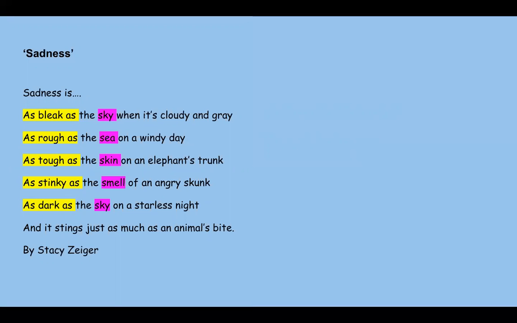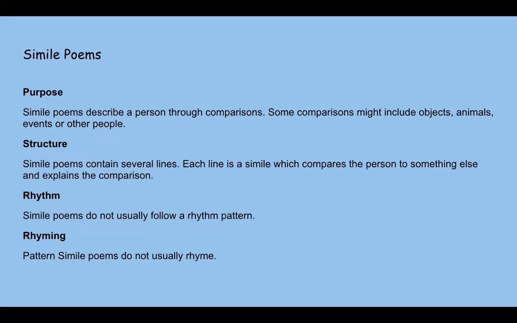This is a really great example to show how the simile is at the beginning of every sentence: as bleak as, rough as, tough as, stinky as, dark as. And again, the noun, the thing that's being described, you can see in the pink highlight. So this is another good example of how we are using the "as" word to form the simile as opposed to "like". Okay, so simile poems.